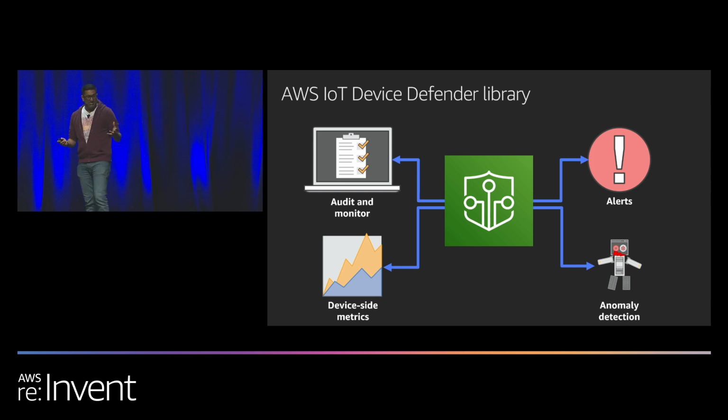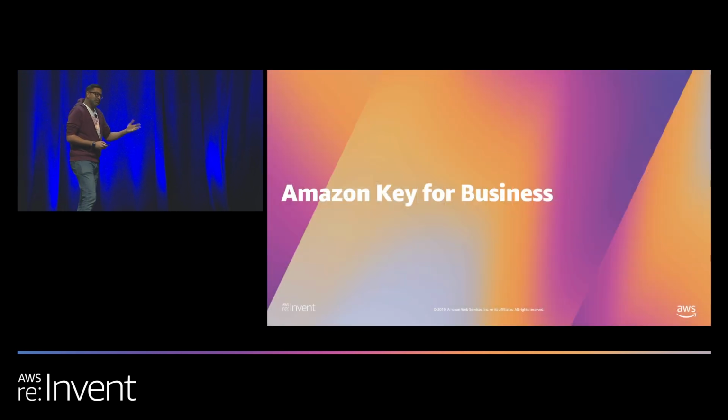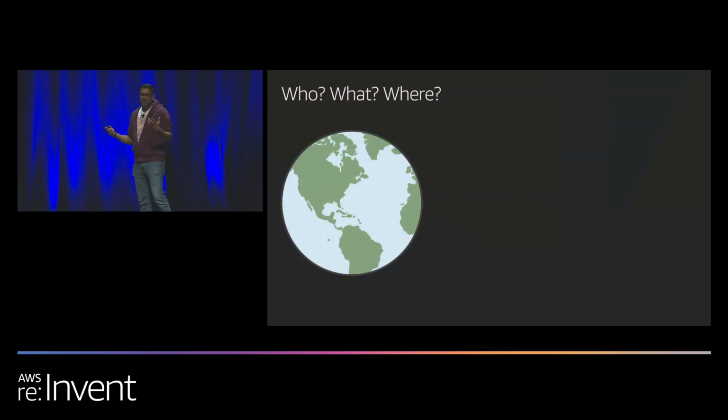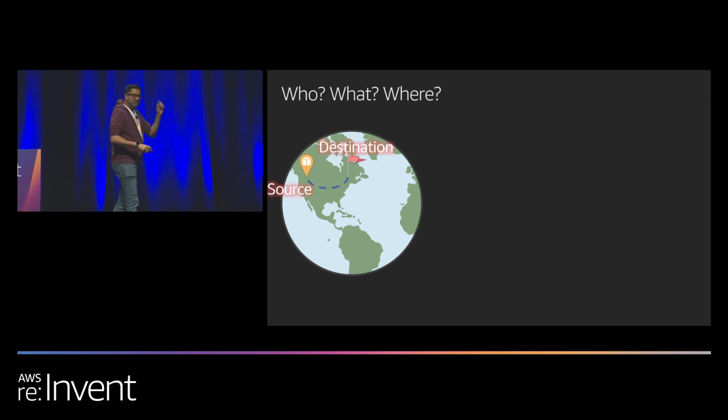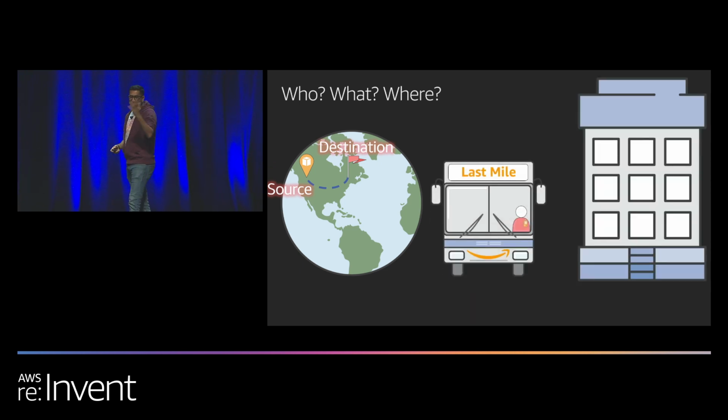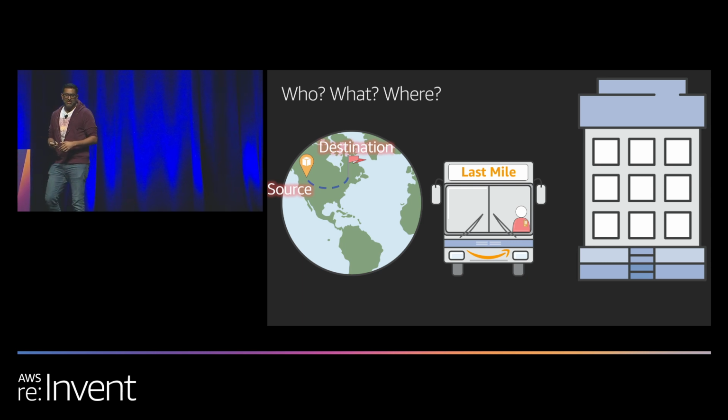But you know what? You're here to learn about Key for Business and how they built it. So let me give you a bit of a preview of that before I bring up Taro. The what, who, where of the problem was that you have a source and destination. When you click order on Amazon and purchase an item, it's going to be sent from the source to the destination, so to your house, your apartment, flat, and whatnot.